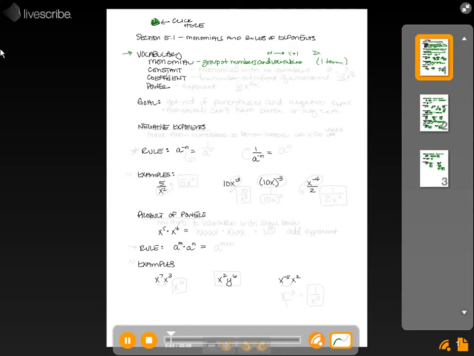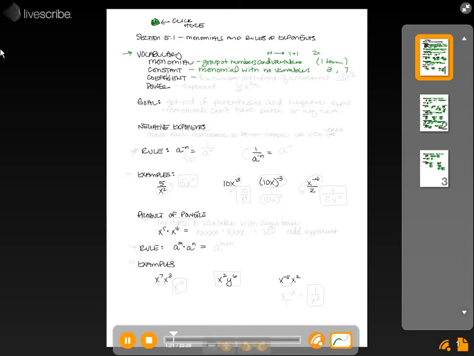A constant is a monomial with no variables, which would mean it's just a number. So something like 3 or 7. Those are constant monomials because there are no variables with those.